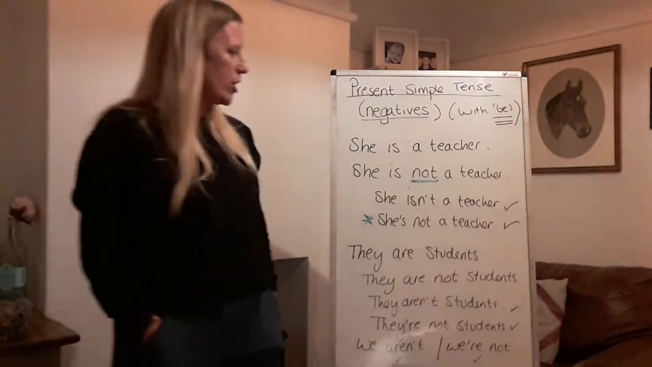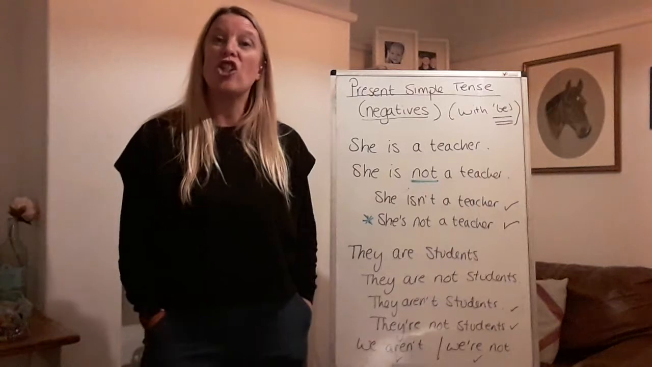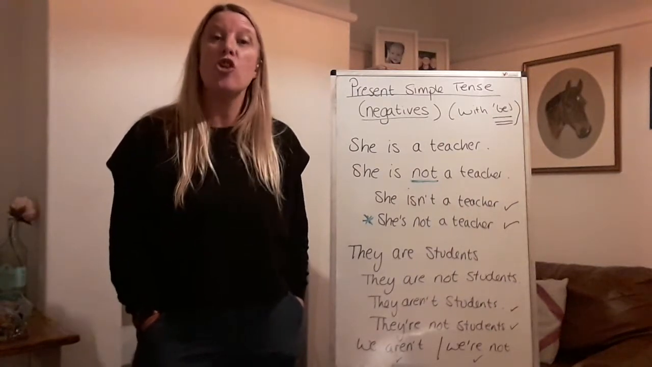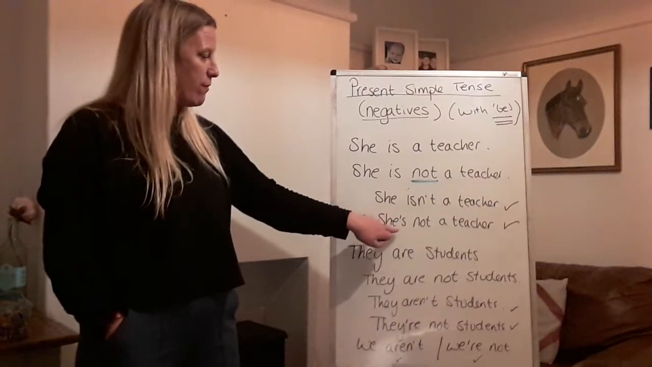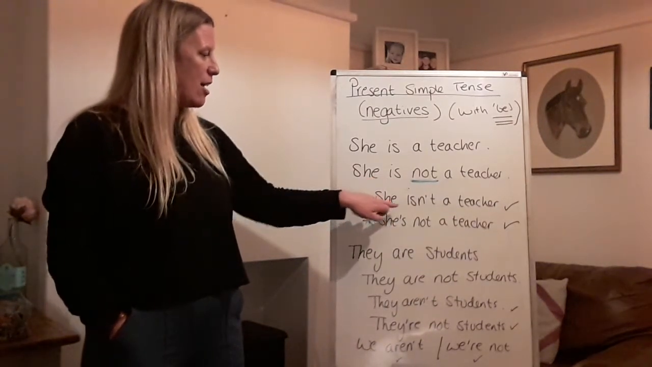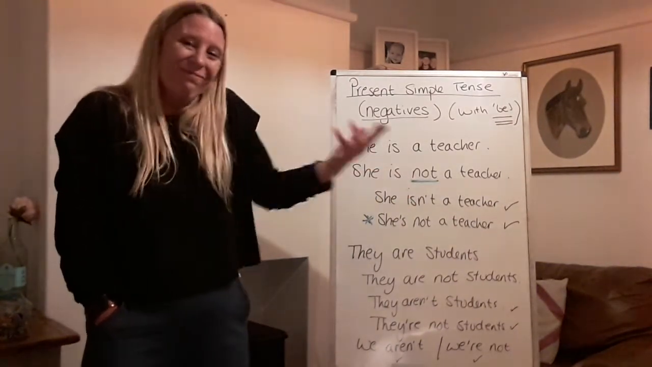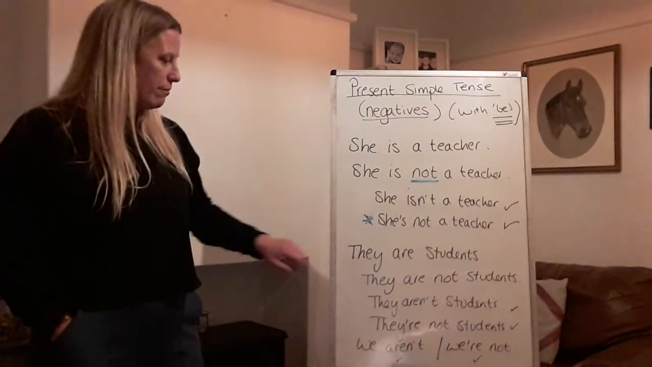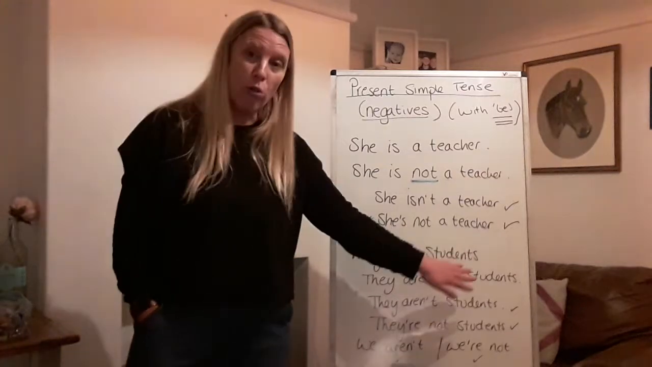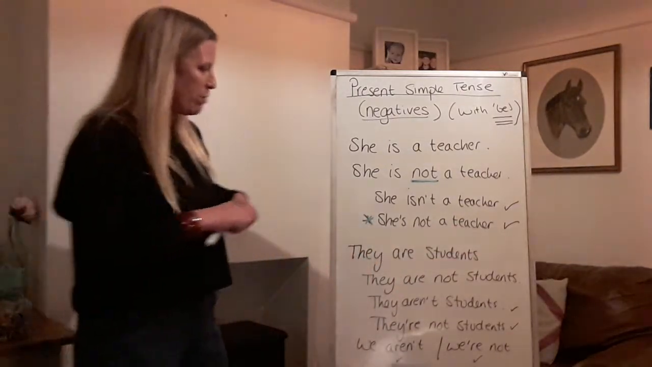So she is not a teacher. She isn't a teacher. She's not a teacher. Like I said, both are correct. Here we've shortened the she is. Here we've shortened the is not. So they are students. They are not students. So again, we've just put that not in.